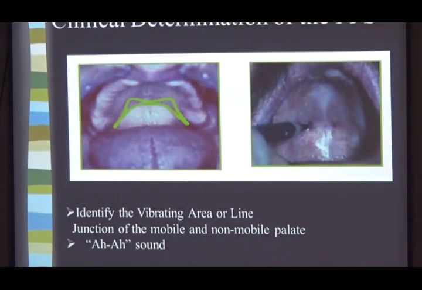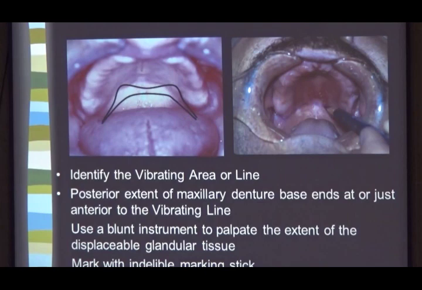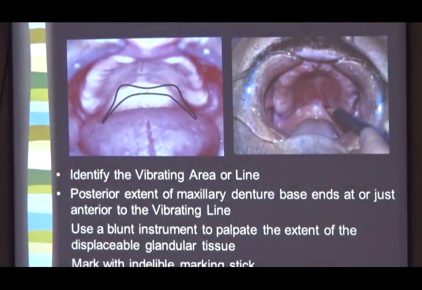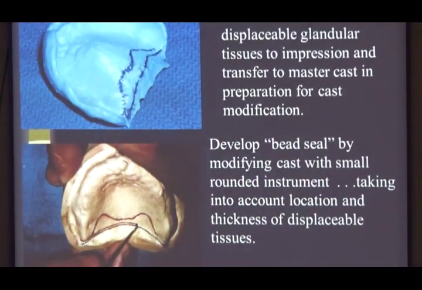Post dam is the other name, because it creates a seal there, they call it the post dam area. Posterior palatal seal, the other name is post dam. Previously used, but now we don't generally use the term post dam. Something like a dam, it stops. Clinical determination, we have already seen how to mark the area of the anterior vibrating line and posterior vibrating line.